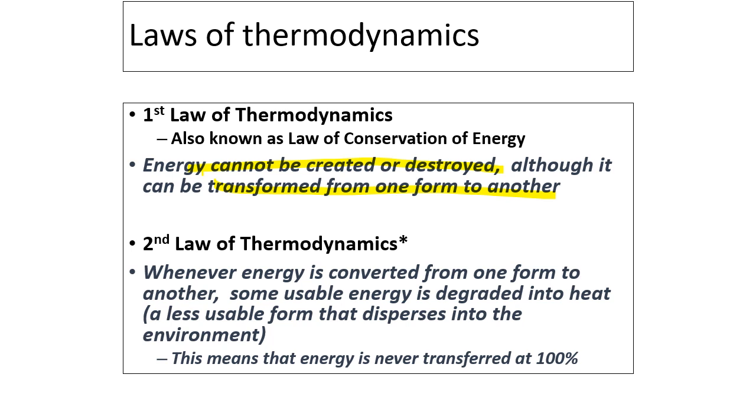And when we're losing heat, all we're doing is we're giving off energy. The second law of thermodynamics is whenever energy is converted from one form or another, some usable energy is degraded into heat, which is a less usable form, and it disperses into the environment. So energy is never transferred at 100%.